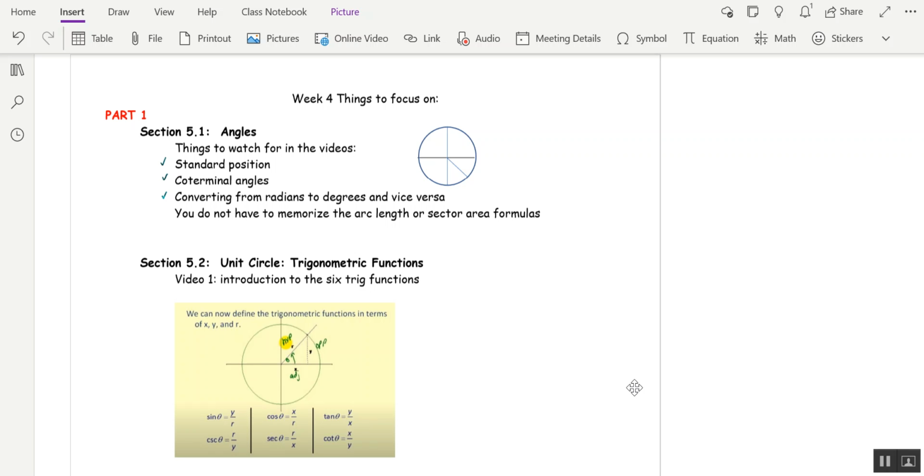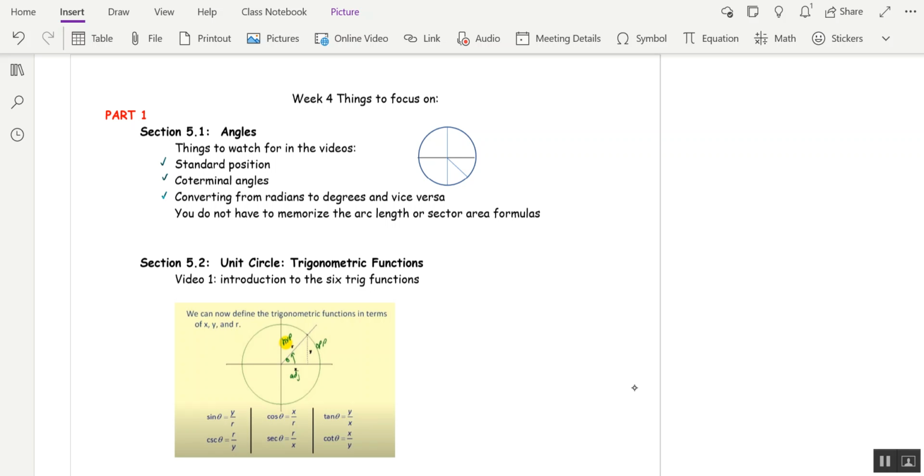This is a huge week, and it's all about trigonometry. Section 5.1 is an introduction to angles, angles in standard position, coterminal angles, and very importantly, converting from radians to degrees and vice versa. In calculus, we do most things in radians.